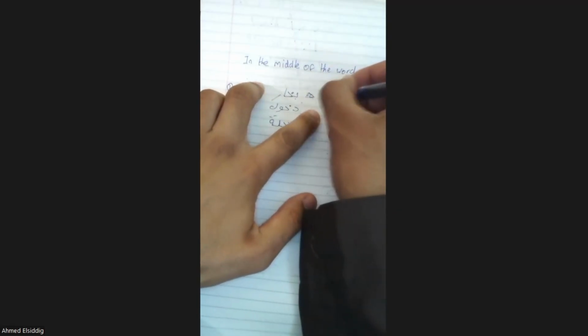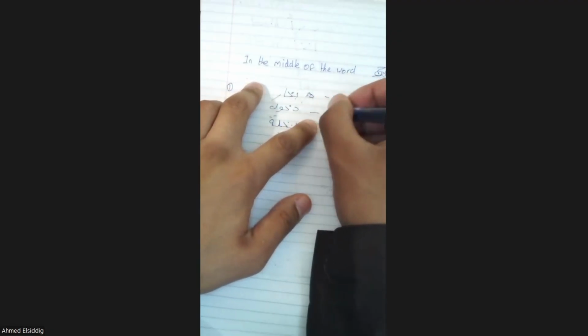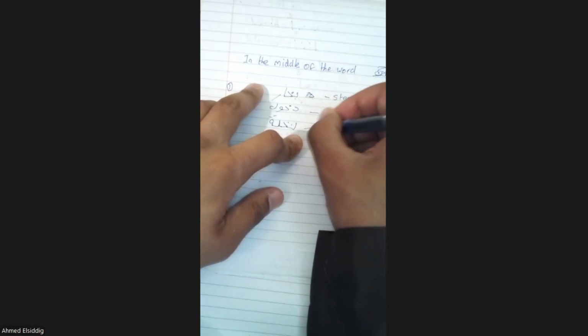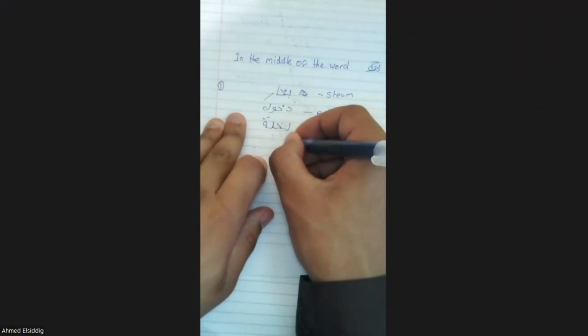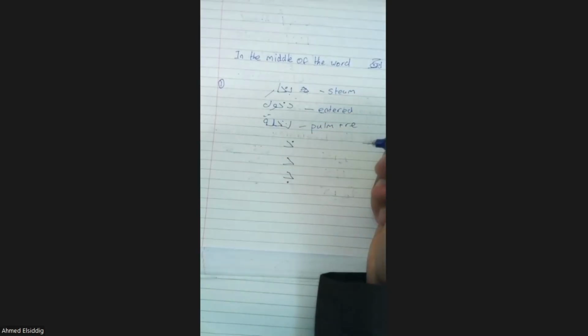بخار means steam, دخول means he entered, and نخلة is a palm tree. As you can see, it's very similar to the beginning of the word. It's literally just the letter before it and then that shape in the middle. Okay, that's Kha. As we know, Ha is like that and Ja is like that.